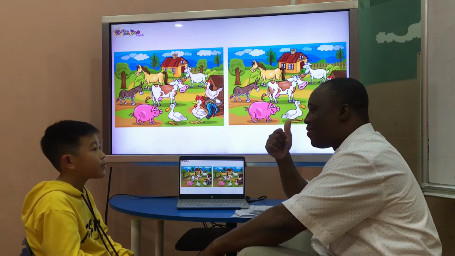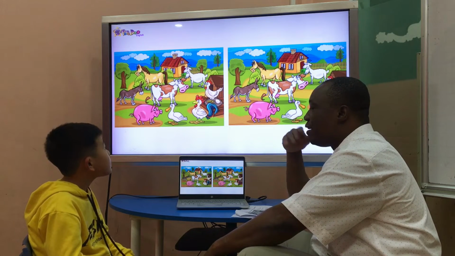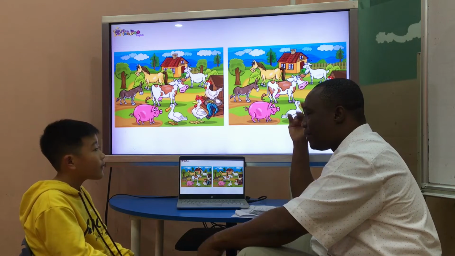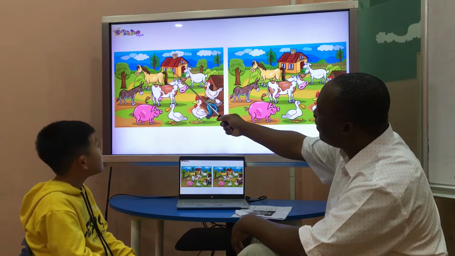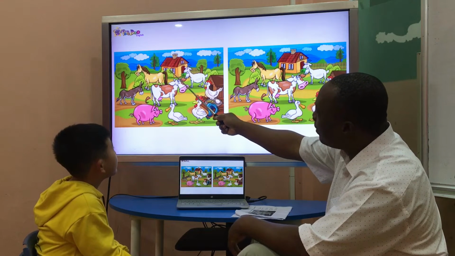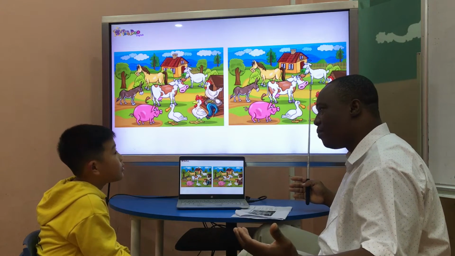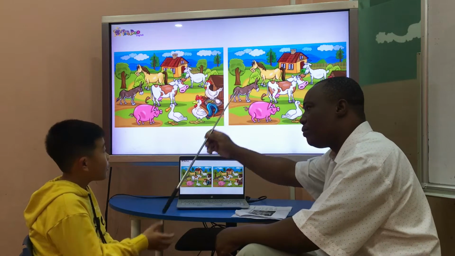Very good. So now, Sky, let's talk about this. They look the same, but they are not the same. Now, for example, look at here. There is a tree in front of the window, but here, there isn't a tree. So, what other different things can you see?